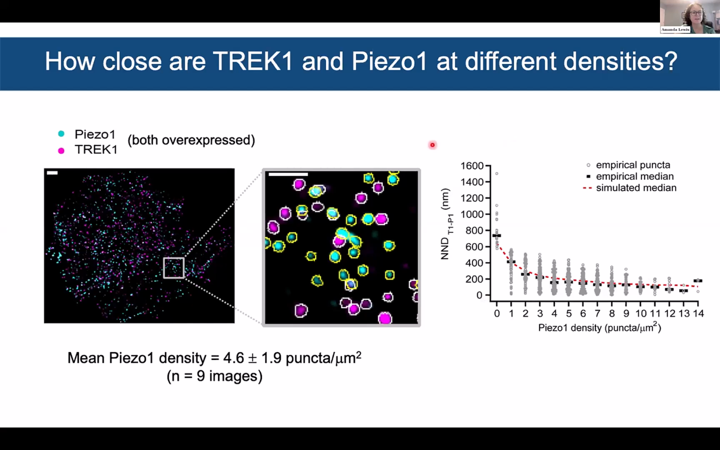Okay, so now we wanted to look at these data in one final way and with one particular idea in hand.